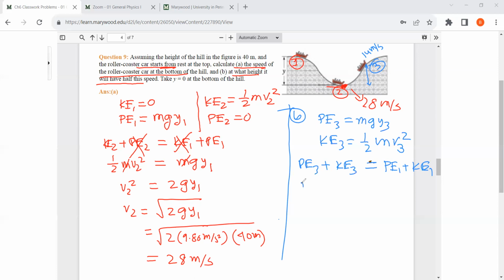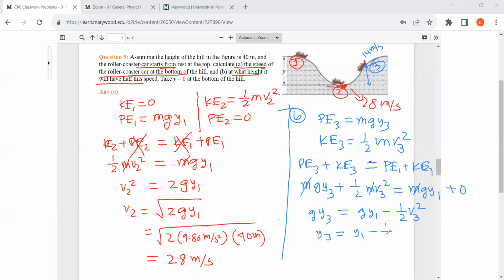So here we have mgy3 plus half mv3 square, and here we have mgy1, but KE1 is equal to 0. Again m cancels out. So gy3 is gy1 minus half v3 square. So y3 will be y1 minus half v3 square over g. Something like this.